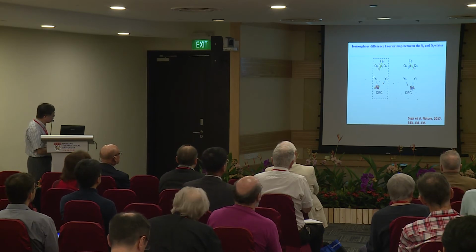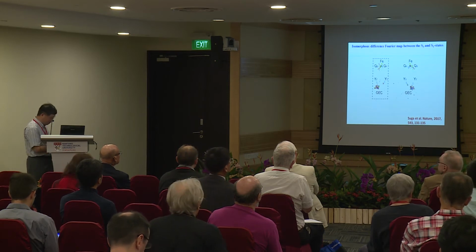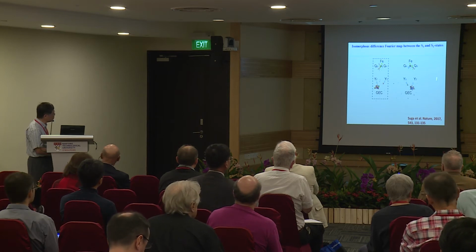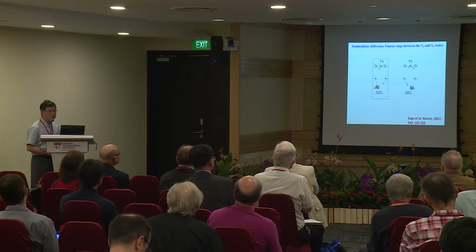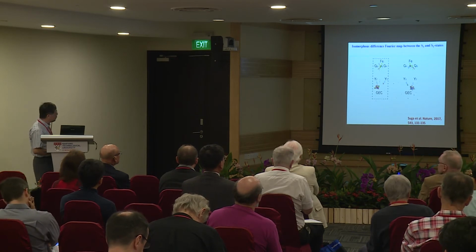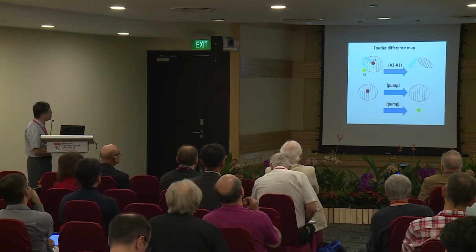And this electron density indicates where the structure has changed. And in the other areas, you can see there are no electron densities, which means that the structure remained unchanged. And I will explain very briefly how this works.